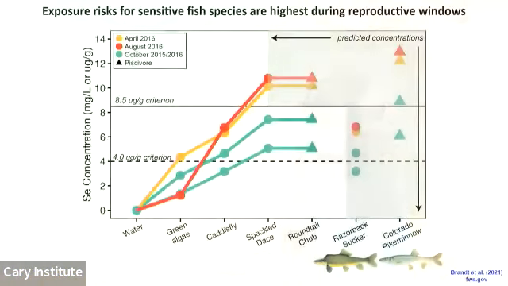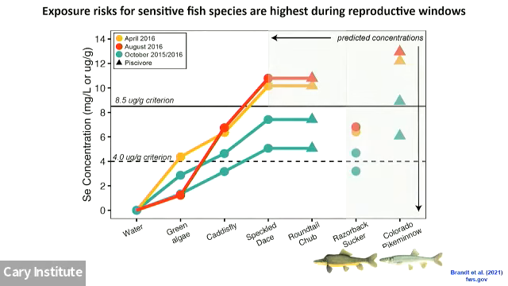If we take this together though, and then extend it to the rest of the model, we can predict that the concentrations of selenium are going to be highest in the rest of the food web and in the species of concern. These are estimated or predicted concentrations from the model. They're going to be highest in April and August over the calendar year. And why that's concerning is that coincides with these really sensitive reproductive windows.